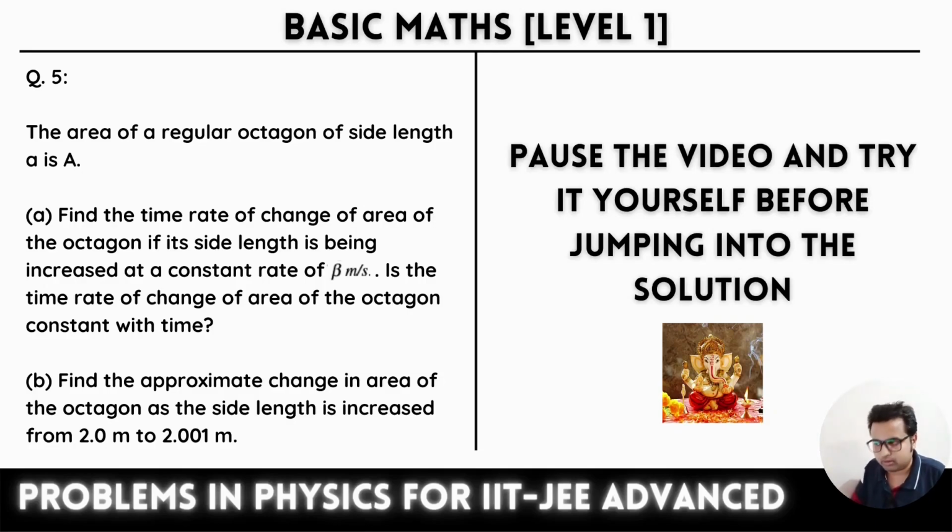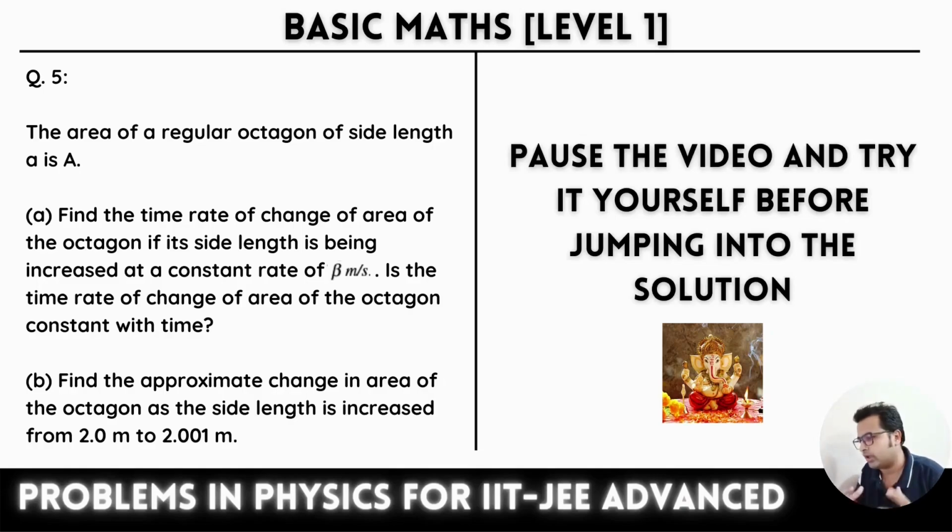From the question you can see that the side length is increasing every second, because if we talk about rate, it means time. So beta meter per second: every second the length is increased by beta units. In the problem we have an octagon, and every side is getting increased, so the octagon is getting increased. We have to find the change of area per unit time. Definitely when the octagon increases, its area will also increase. So you have to find the rate of change of area with respect to time.